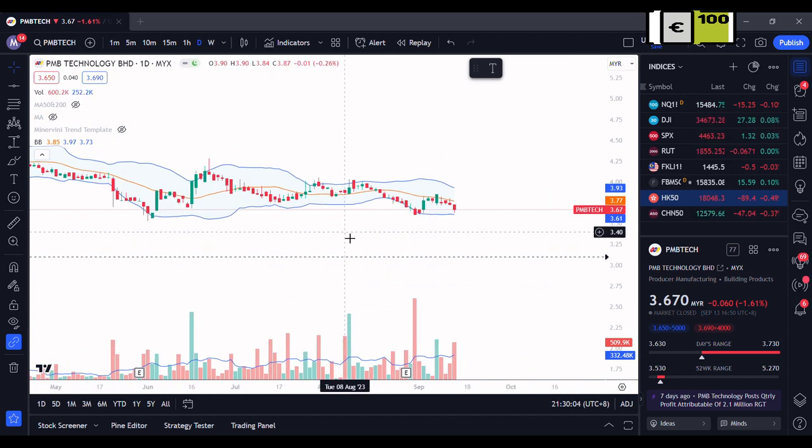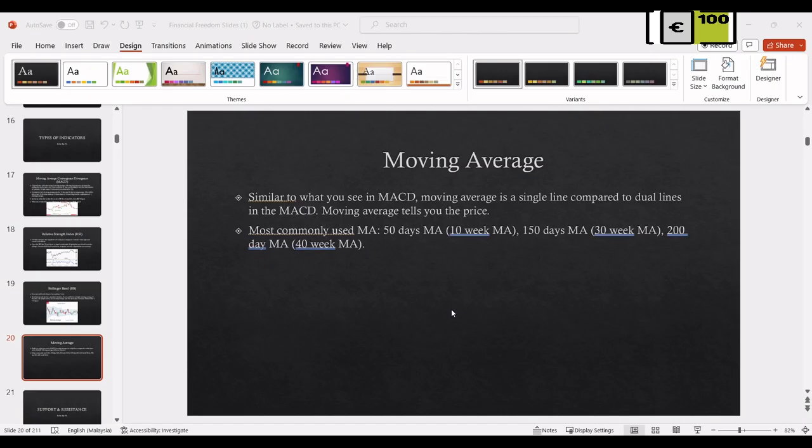Now we move to the last indicator that I'll be talking about, which is moving averages. It's actually quite similar to the previous indicator, MACD, because MACD is made from using two moving averages, the 12 and 26 one. The most commonly used ones are the 50 days, 150 days, and 200 days moving average. The 50 days is the 10-week moving average, 150 is 30 weeks, and 200 days is the 40 weeks moving average. So let's go over to the TradingView app and have a look.